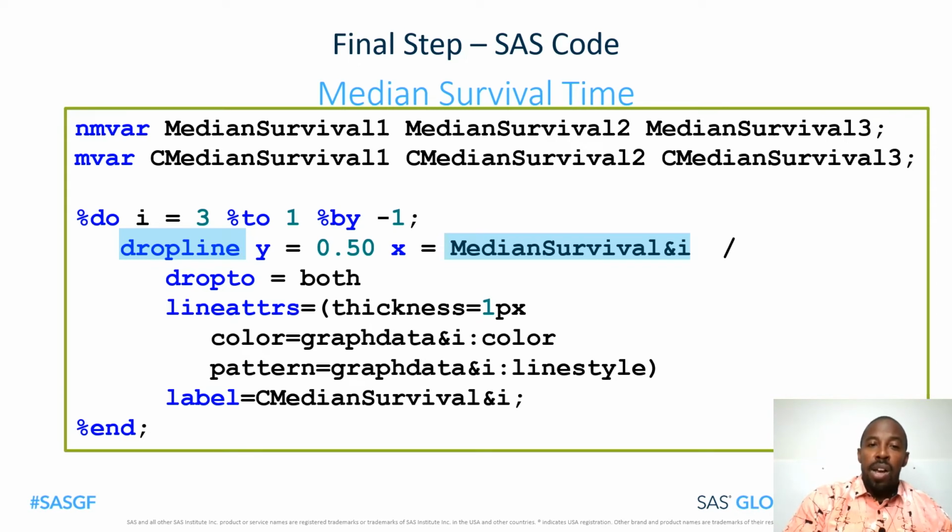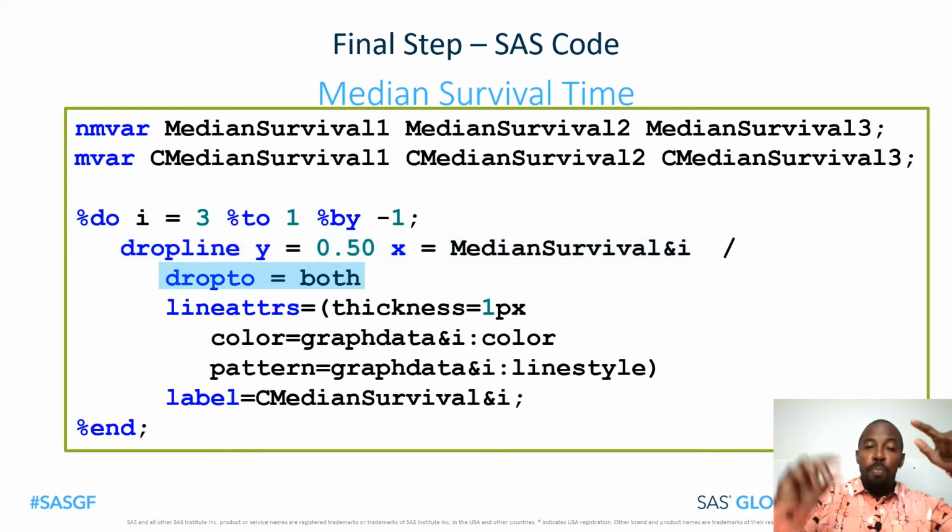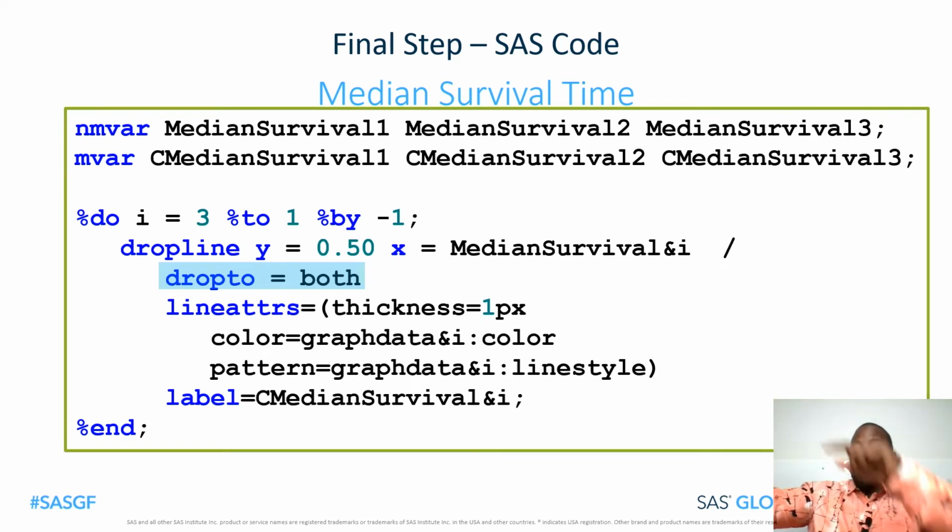How does that work? A coordinate is used in the dropline statement, i.e. y equals 0.5 and x equals the median survival time, for example 69.1. Then, when the drop to equals both option is specified, from that coordinate, it goes directly to the y-axis and down to the x-axis, and that's how that line is produced on the x and the y-axis.